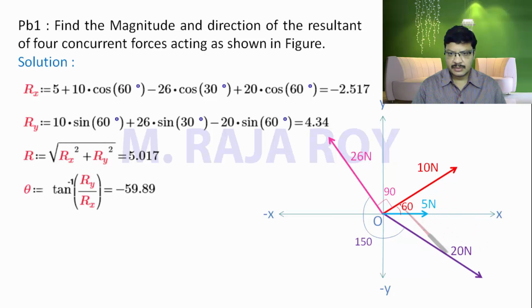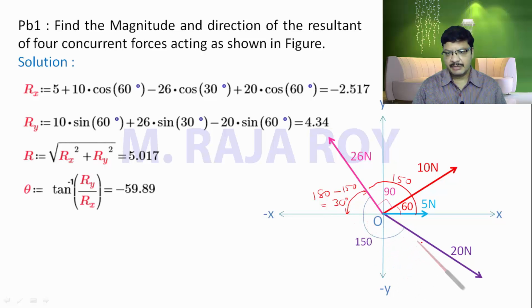Okay, for 10 Newton it is 60 degrees. So what is the angle of this 26 Newton force with respect to x direction? This angle we have to find. So this angle is up to here, 90 plus 60, that means here to here this total angle. Here to here this angle is 150. This total angle up to here is 180, that means this angle is 180 minus 150, that means this is 30 degrees.